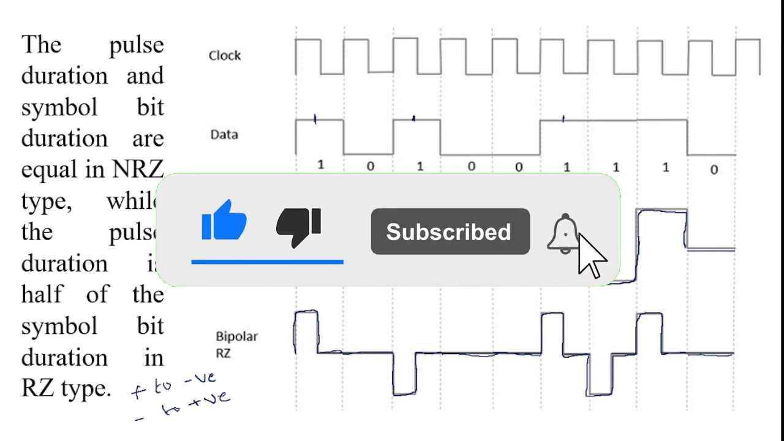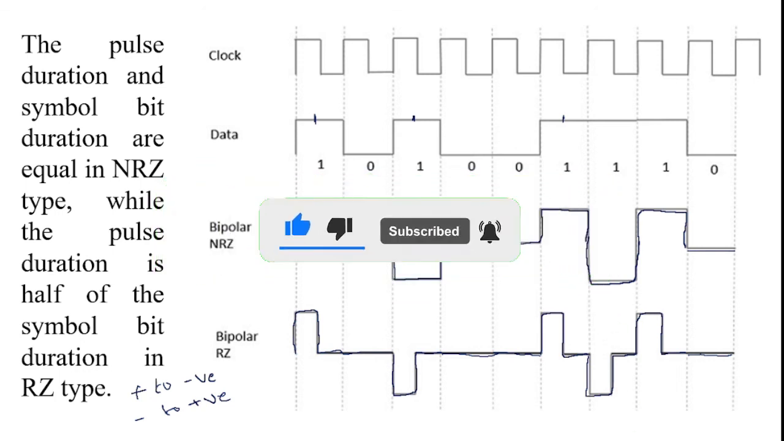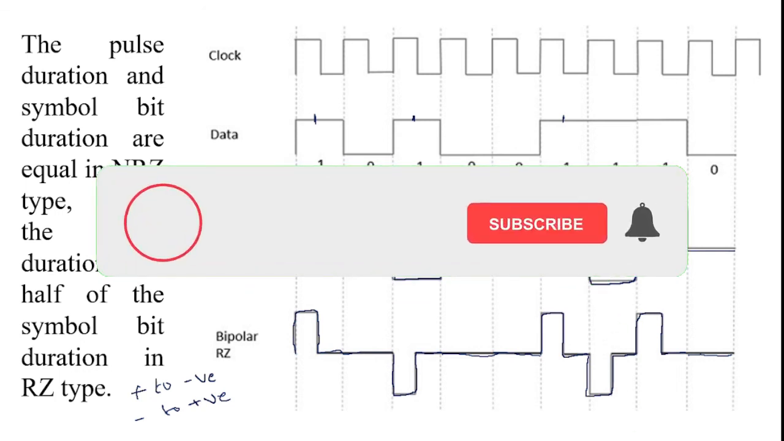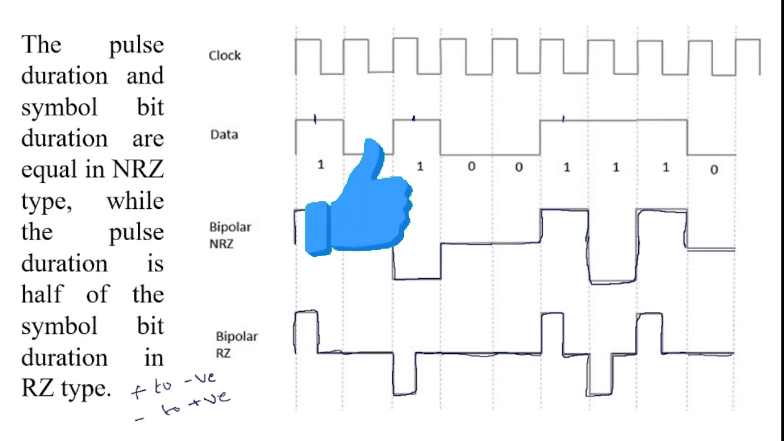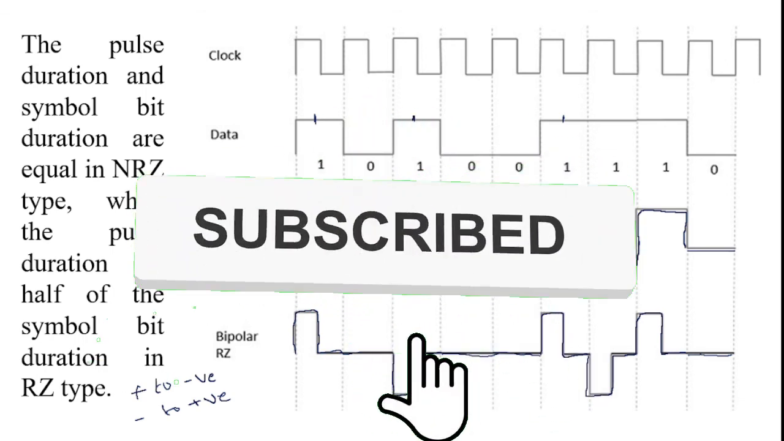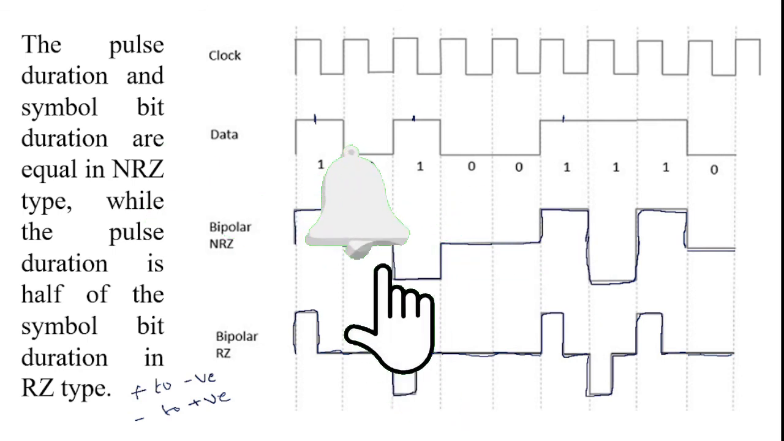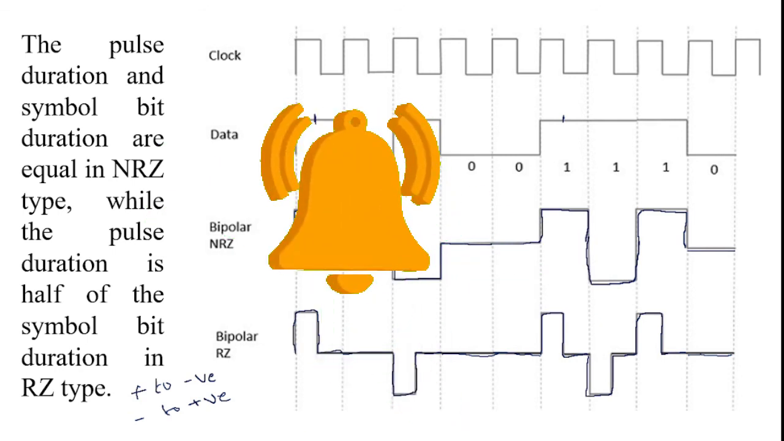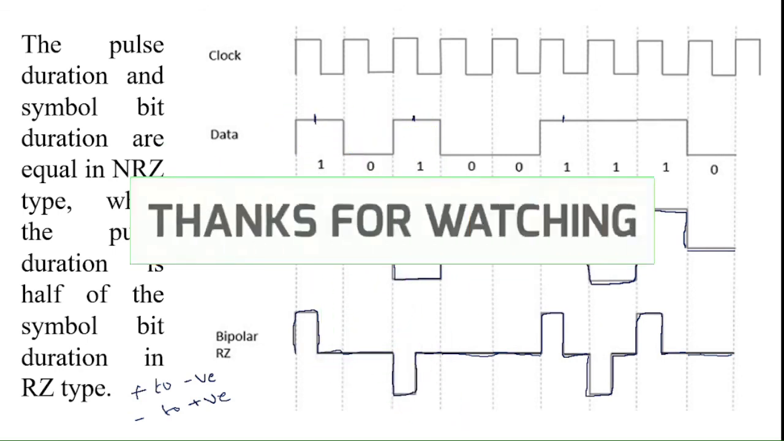So these are the different classifications of line codes in digital communication systems: unipolar coding, polar coding, and bipolar coding. The unipolar, polar, and bipolar codings are further classified into non-return to zero and return to zero.